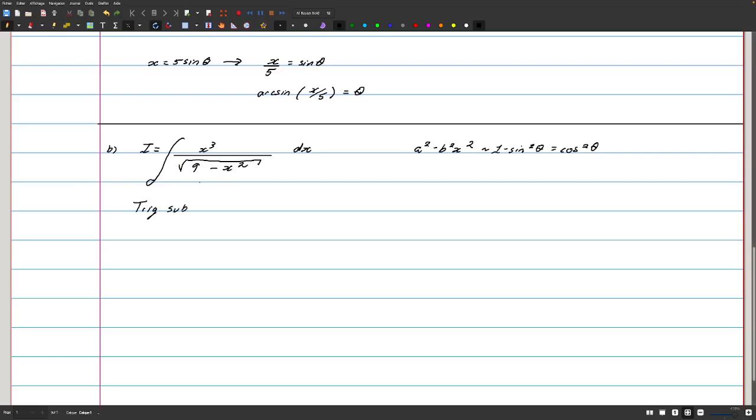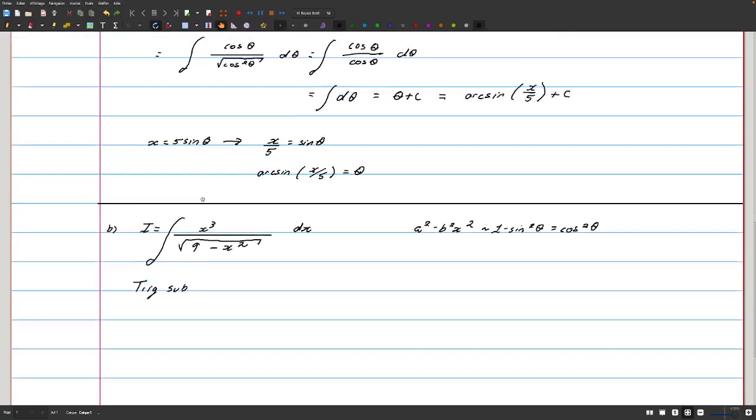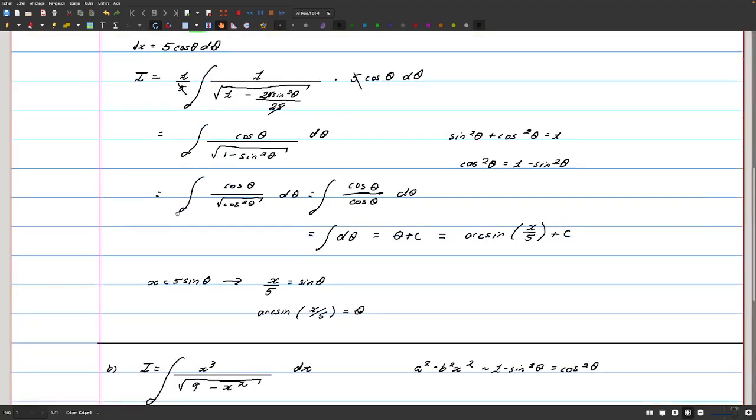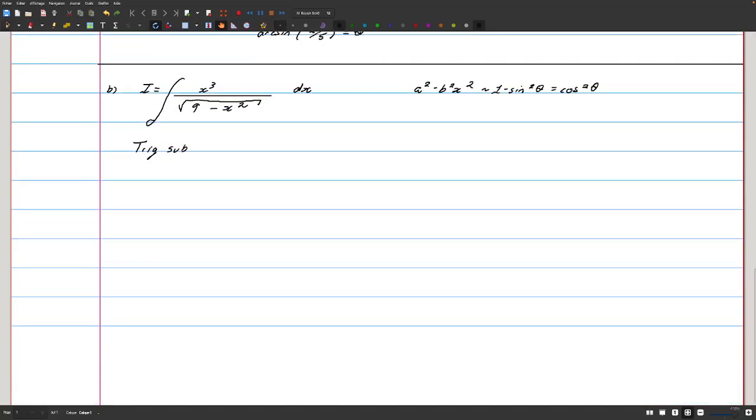So if we take a trig sub right here, let's try to do it in one step without putting it on a fraction like we did in the first one over here, where we pulled the 1/5 out. Let's say that x squared is just equal to 9 sine squared of theta, and that x is just equal to 3 sine of theta.